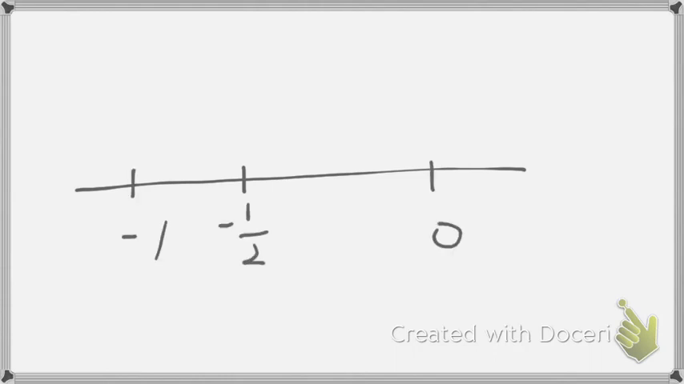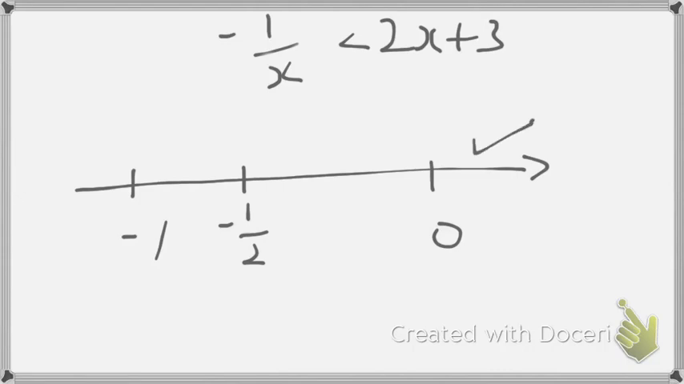Okay, number line. And we're talking about minus 1 on x being less than 2x plus 3. Alright, and then it's about assessing when it's true. So a number bigger than 0, let's say 1. So is negative 1 less than 5? Yes. Number between 0 and minus a half, minus a quarter.